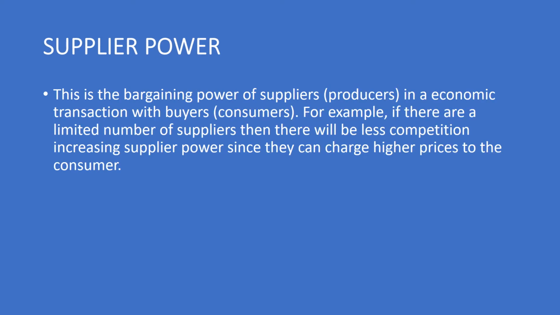The supplier power is the bargaining power of the suppliers, aka the producers, in an economic transaction with buyers, aka consumers. For example, if there are a limited number of suppliers, then there will be less competition, increasing the supplier power of the business, since they can charge higher prices to the consumer since there are no substitute products. This is how you would get a monopoly.